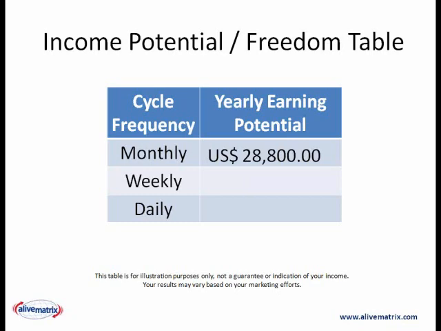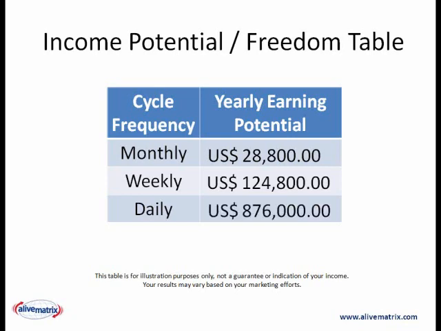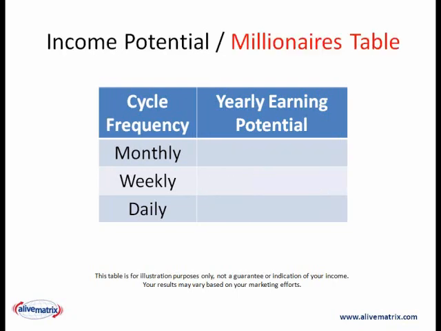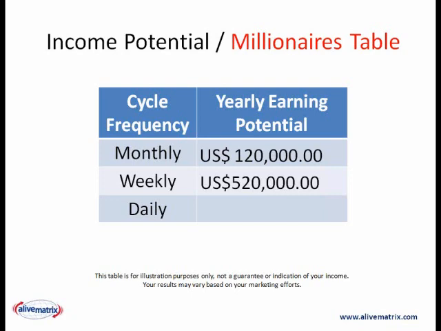Now if I cycle once a week, my yearly earning potential is $124,000, and if I cycle daily, my yearly earning potential is $876,000. Now let's have a look at the millionaire's tables. If I cycle only once a month on the millionaire's table, it is $120,000 a year. If I cycle weekly, it's $520,000 a year. And if I cycle daily, $3.6 million a year.